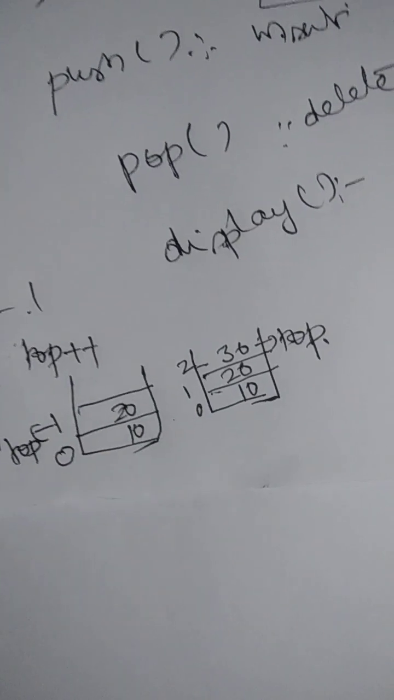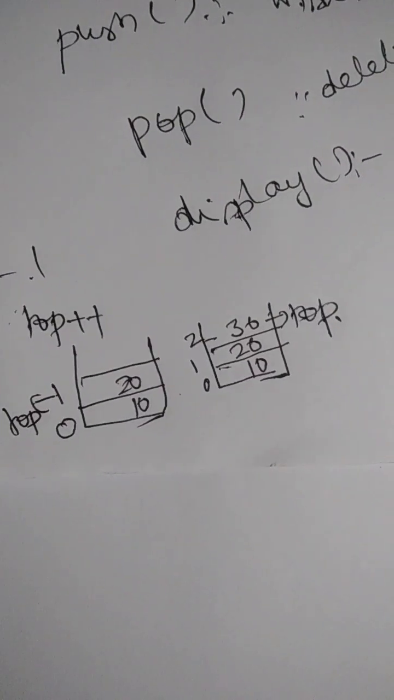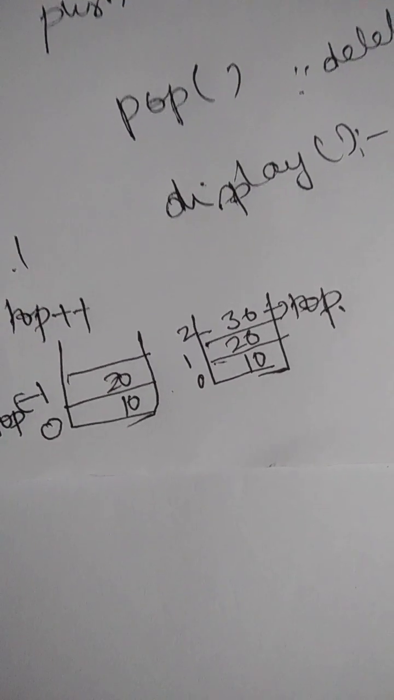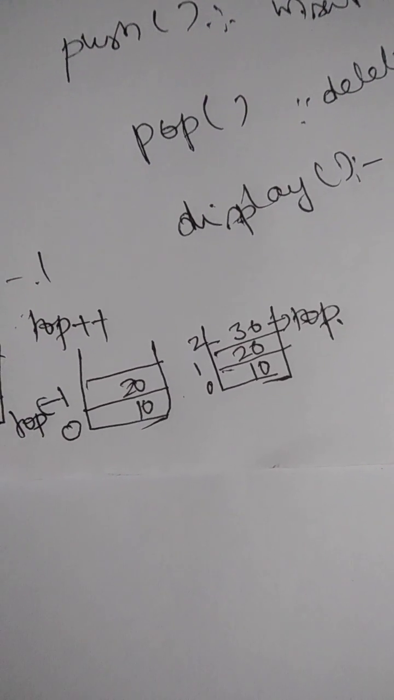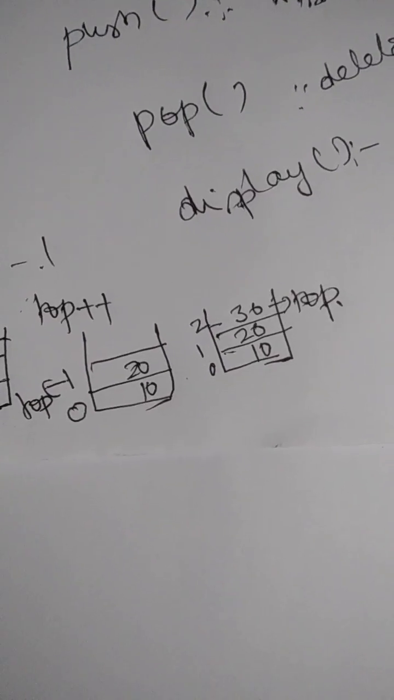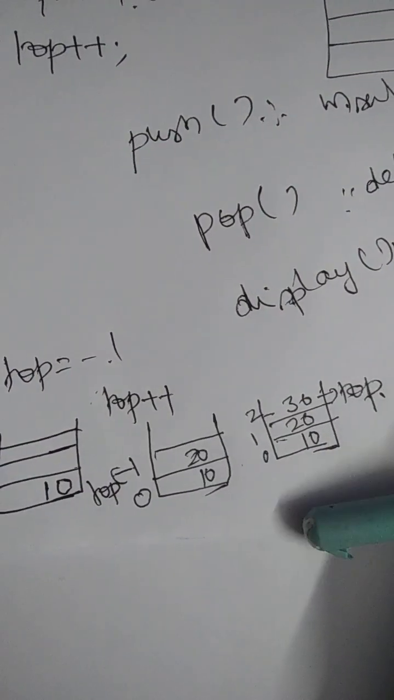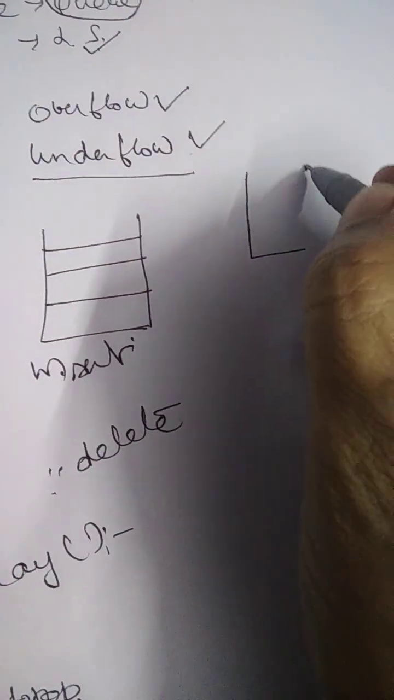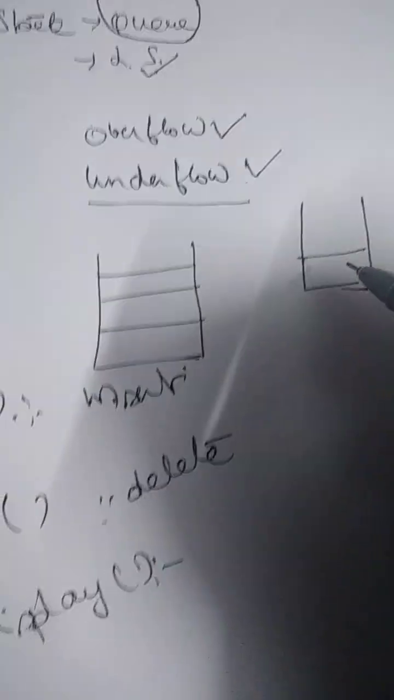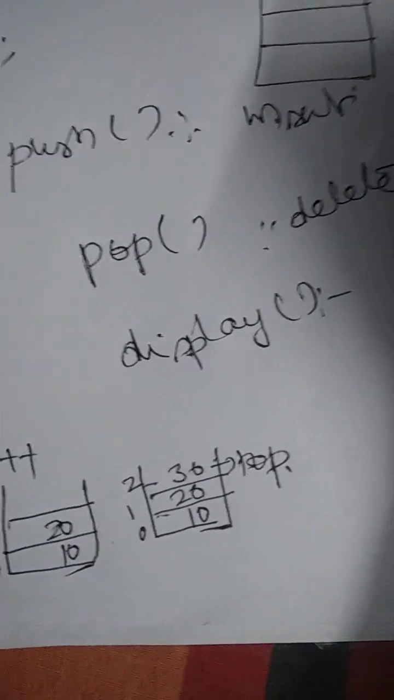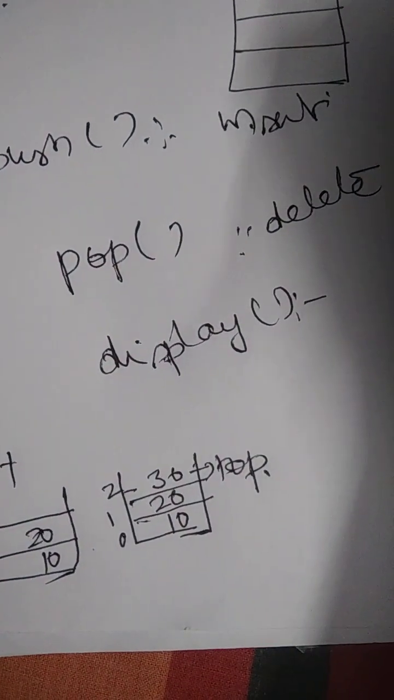In the same way, if you want to delete elements from the stack, you have to delete elements from the top of the stack only, right? And now you have to decrement the top value by 1. That means the first 30 will be deleted. You can see in the diagram, our stack contains 3 elements. What are the 3 elements? 10, 20, 30, right? The index positions are 0, 1, 2.